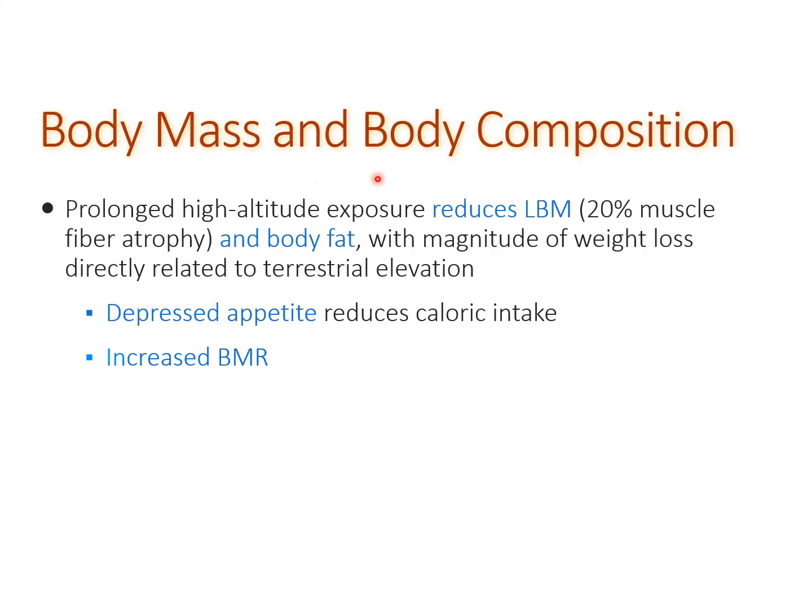So next is body mass and body composition. So prolonged high altitude exposure reduces lean body mass. So you can get a 20% decrease in muscle fibers, and you get a decrease in body fat. So the magnitude of weight loss directly relates to the terrestrial elevation. So however high you are altitude-wise, that will determine the change in body mass and composition.